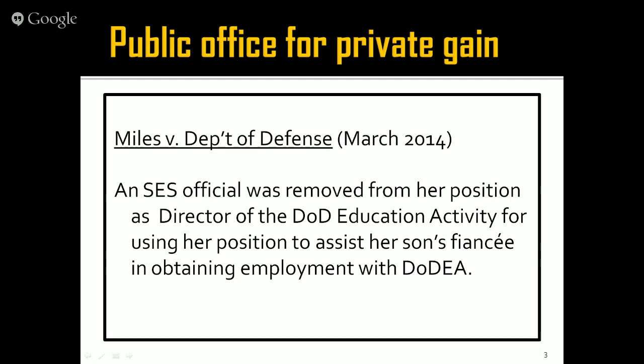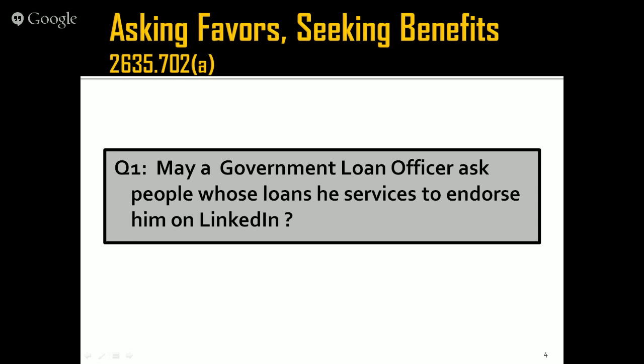Exactly. So if I could have the next slide, please. Sure. Okay, so now we're going to jump into each of the separate provisions under 702. And the first one is at 702A. So if everybody wants to find 702A.